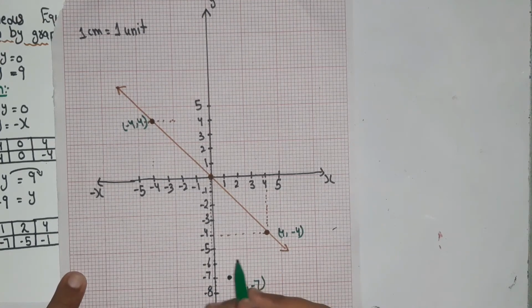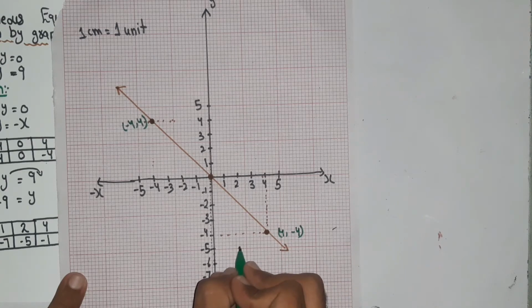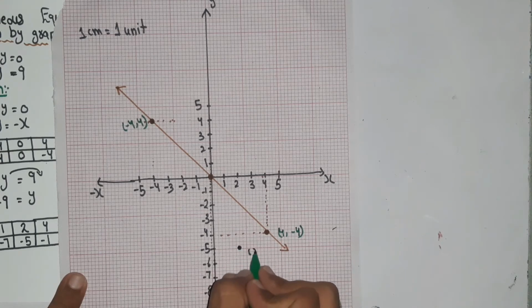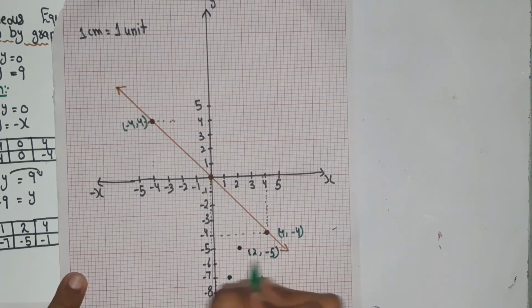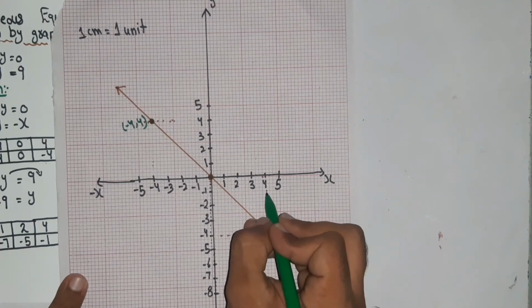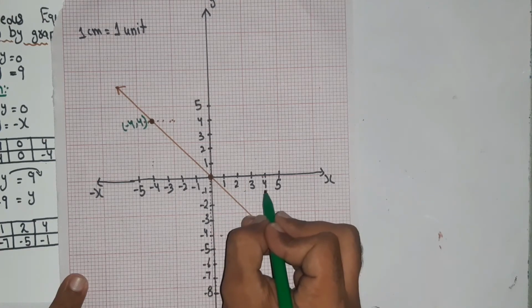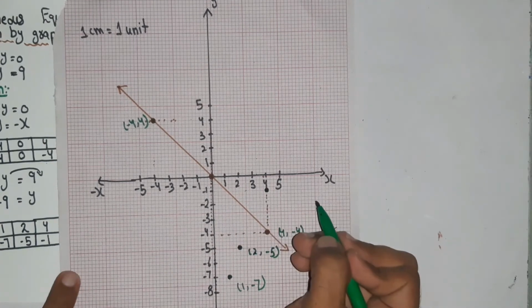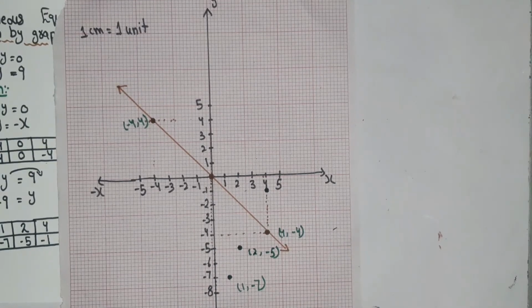Then we have 2, minus 5. This point is 2, minus 5. And then we have 4, minus 1. This point is 4, minus 1. Now we have to join these points.